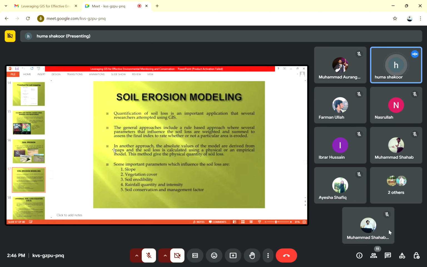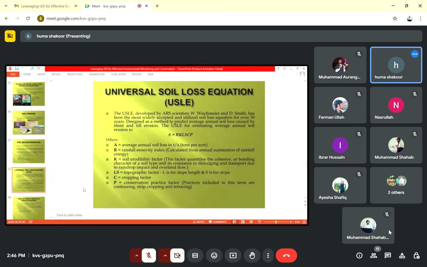These models are used in this other approach. Through this way we calculate the soil erosion intensity. This method gives the physical quantity of the soil loss. Some important parameters which influence the soil loss are the slope, vegetation cover, soil erodibility, rainfall quantity and intensity, soil conservation, and management factor. So through this modeling, we have to investigate these parameters. The Universal Soil Loss Equation is one of the equations which is used to calculate soil loss or soil erosion.